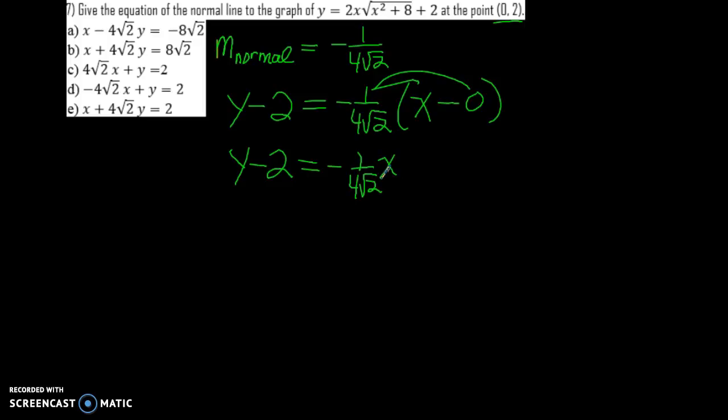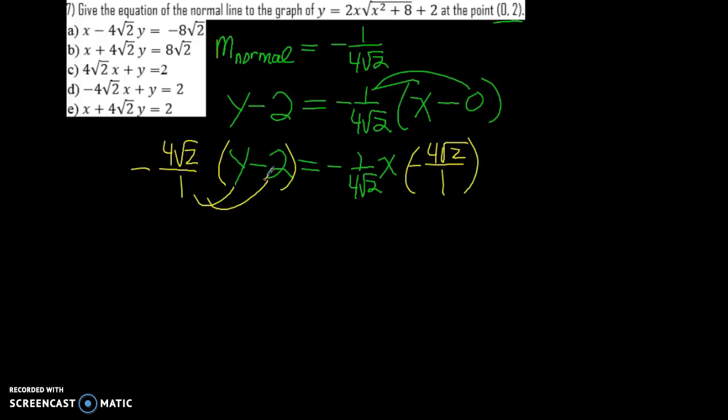If we look at our answer choices over here, we don't have that there. What we need to do is get rid of the fraction, because none of these have a fraction in it. So what we'll do is multiply by the reciprocal of our slope to both sides, and then distribute that to those two. These cancel, leaving us with this right here.